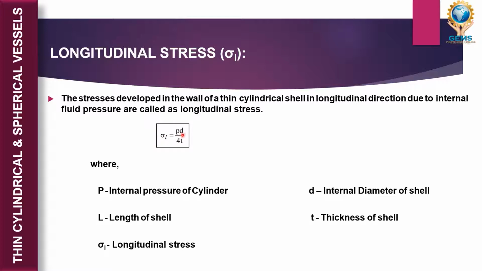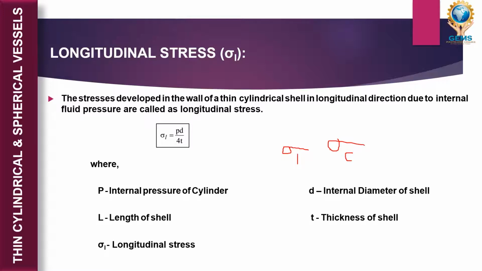The longitudinal stress formula is sigma L equal to P d by 4. What is sigma L? Sigma L is the symbol to denote longitudinal stress. Sigma is the symbol for denoting a stress value. If we put L here, that means longitudinal stress. If sigma is here and we put c here, that is circumferential stress or hoop stress.